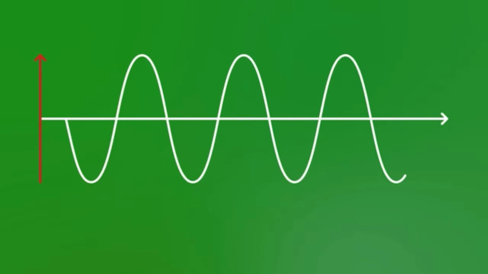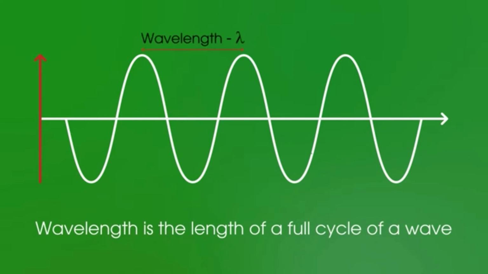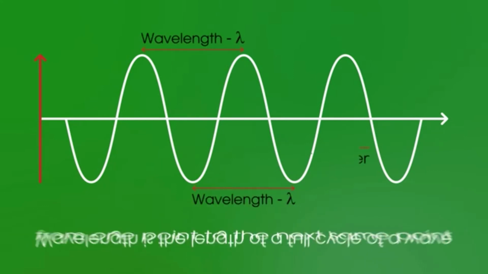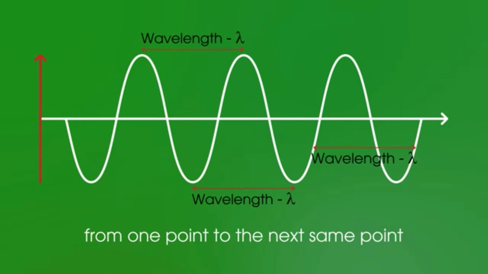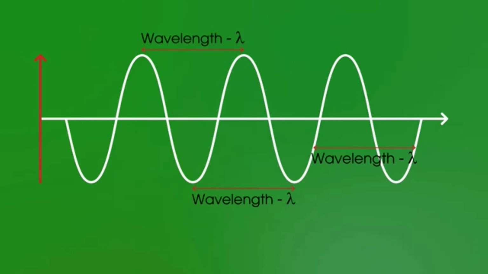Finally, we need to know some key features of waves. First off, wavelength. A wavelength is the length of a full cycle of a wave, from one point to the next same point. It's easiest to think of as the distance from crest to crest or from trough to trough. And we measure it in meters, and it's given the symbol lambda, a nice Greek symbol. The amplitude is like the size of a wave, but we need to remember that it's measured from the equilibrium position, or the central line, to the crest, not from the crest to the trough.